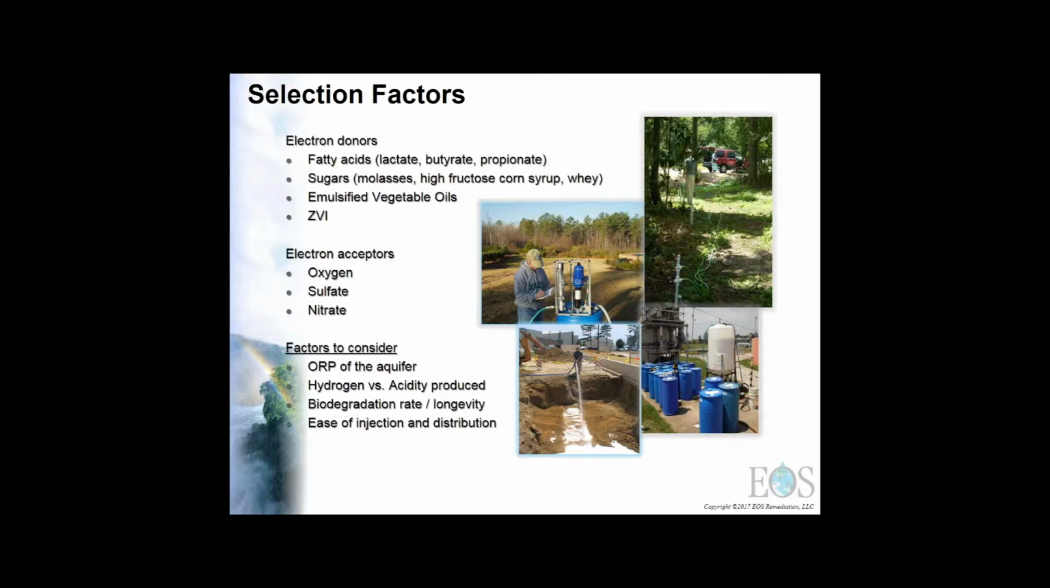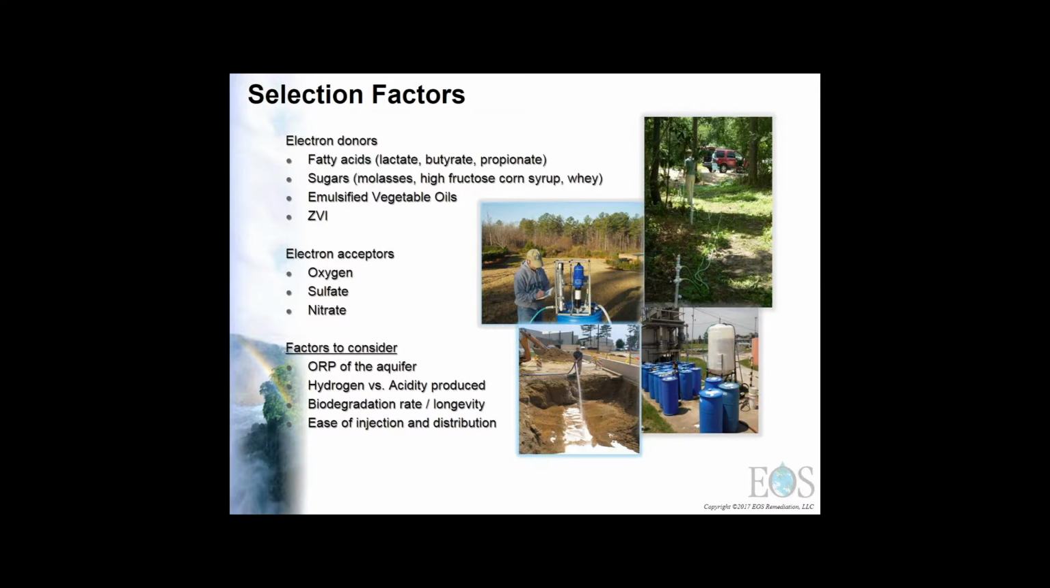Just real quick, some selection factors to consider. When it comes to electron donors, there's a lot to choose from, everything from lactates and molasses to emulsified oils to ZVI, as I mentioned. With electron acceptors, the two big ones being oxygen and sulfate, but folks do from time to time use nitrate.